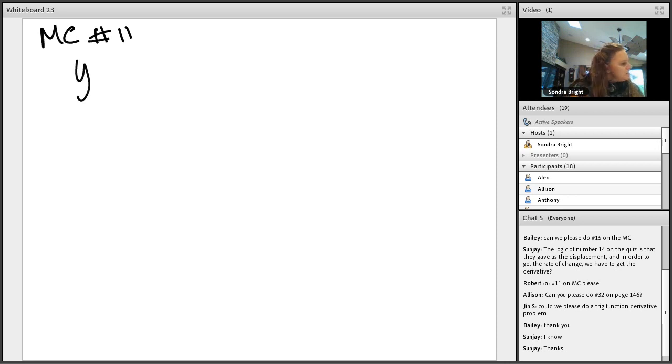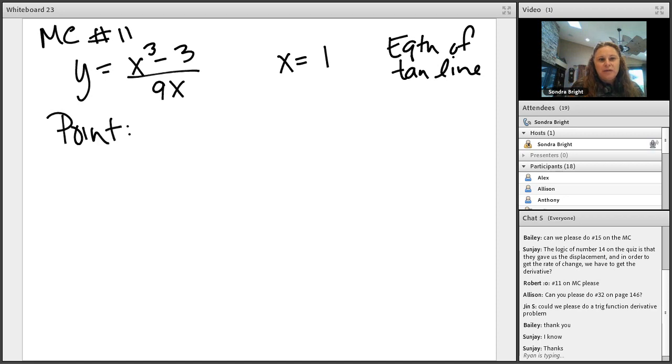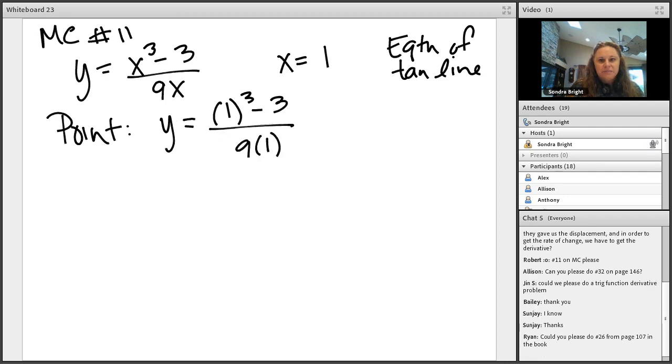All right, so they gave us y equals x cubed minus 3 over 9x, where x equals 1, and they want the equation of the tangent line of the curve at that point. Okay, so for an equation of a tangent line, you need a slope and a point. Well, you can find the point right away. The point would just be when you plug 1 into x, so 1 cubed minus 3 all over 9 times 1, which is negative 2 over 9. So your point is 1 comma negative 2 over 9. Hopefully tell me if I did something wrong.